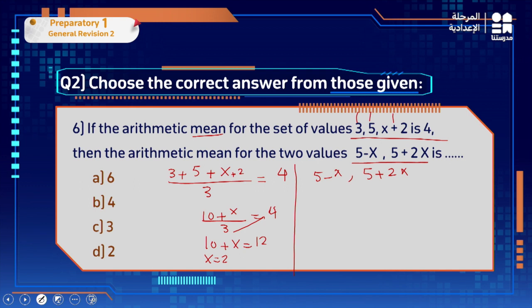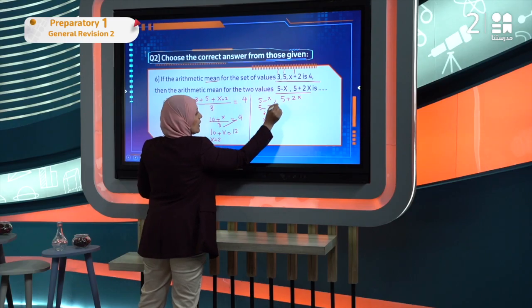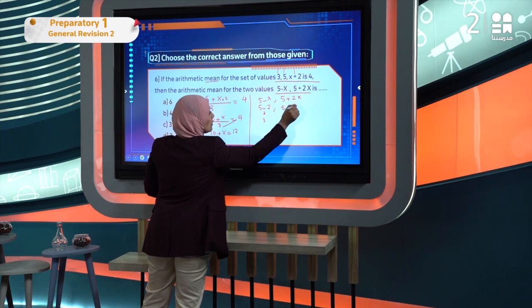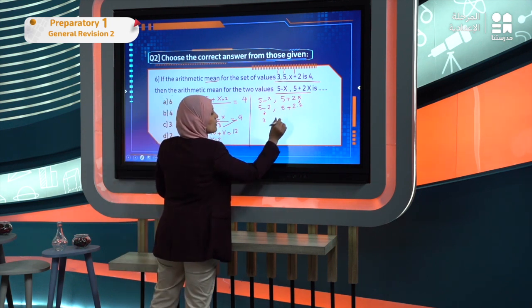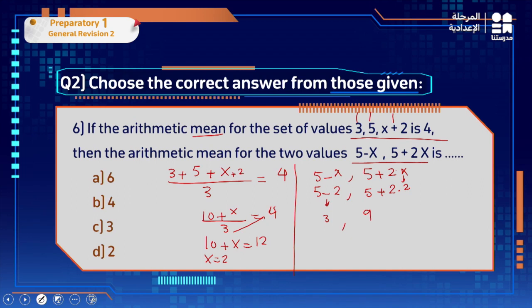Then replace this x with the value of 5 minus x and 5 plus 2x. Replace means what? Instead of the letter, put the value, okay? So it will be 5 minus 2, which is 3. And the second one, 5 plus 2 times 2. Instead of x, we are going to put 2, and here the relationship between them is multiplication, which is 5 plus 4 is 9. How can we get the mean? We have to add them and divide by 2 because we have only 2 values. So 3 plus 9 over 2. 12 over 2 is 6. So the final answer is 6.